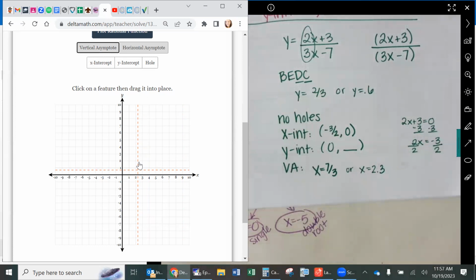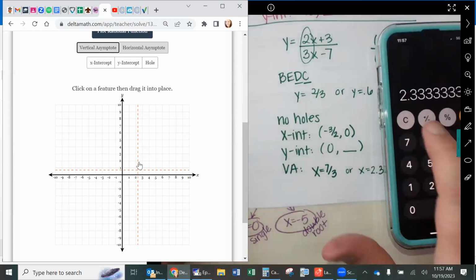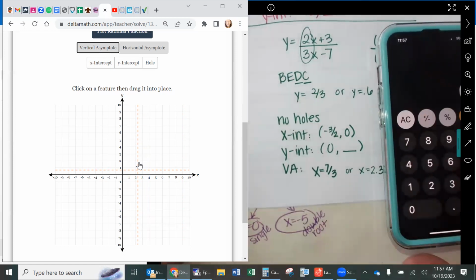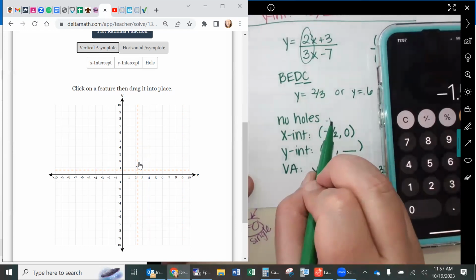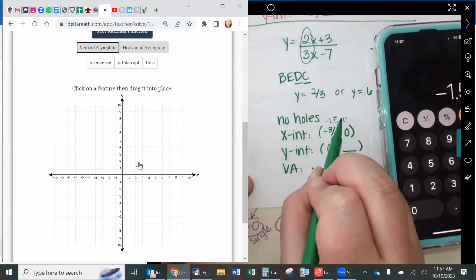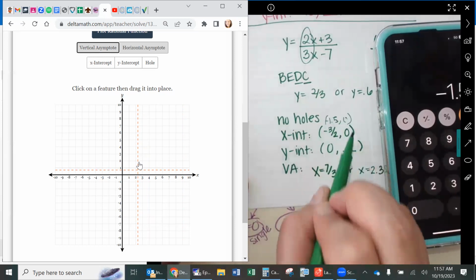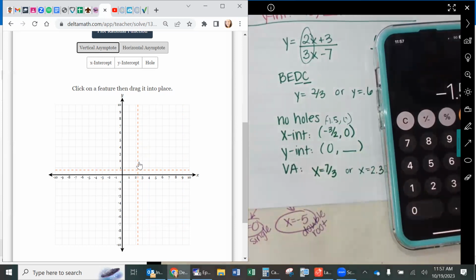Can I graph the x-intercept? What's 3 divided by 2 the same as? If you don't know, put it in your phone. Okay, -3 divided by 2 is -1.5, comma 0. So then in my thing, I'm going to click x-intercept, and I'm going to drag it over to -1.5 boxes.